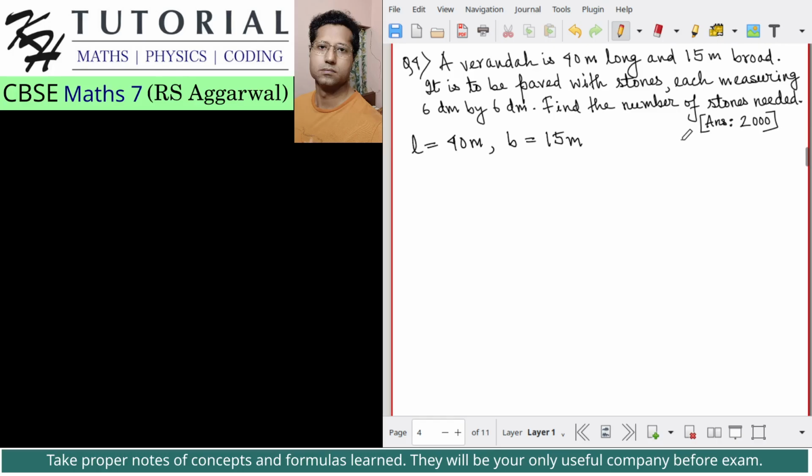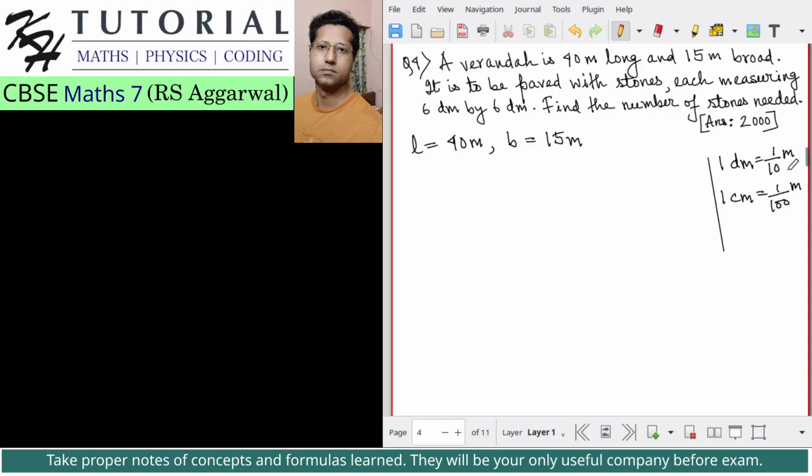Dm is decimeter. Okay, decimeter means I guess, if I am not correct, let me know. I think 1 decimeter is equal to 1 by 10 meter, and 1 centimeter is equal to 1 by 100 meter. Let me know if I am doing any kind of conversion of units problem. I think dm stands for decimeter, and 1 decimeter is 1 by 10 meter. Okay. If I am wrong, please do let me know in the comment section.